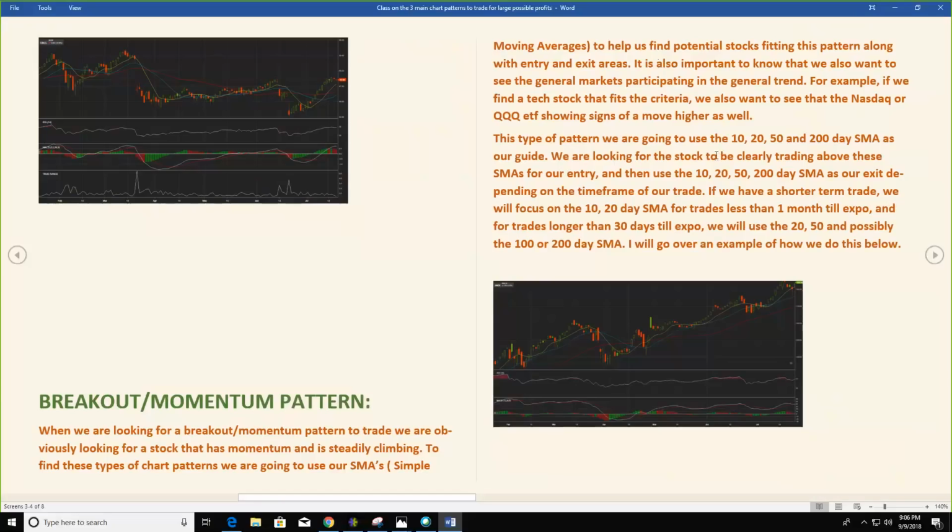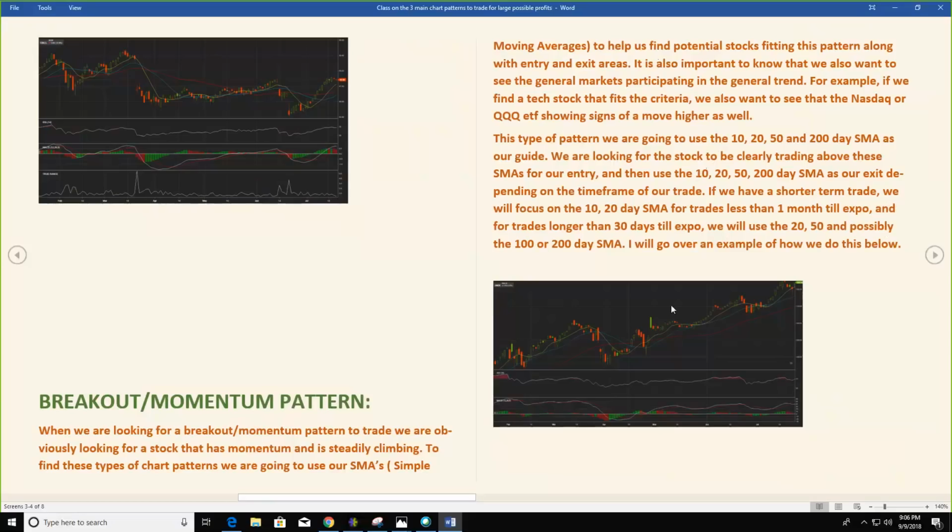If we have a shorter term trade, we will focus on the 10 and 20-day SMA for trades less than 1 month till expiration. And for trades longer than 30 days till expiration, we're going to use the 20, 50, and possibly the 100 or 200-day SMA. I'll go over an example of how we do this below.